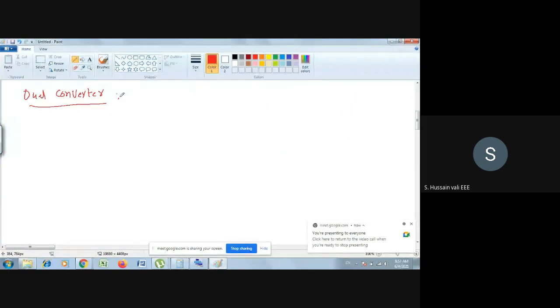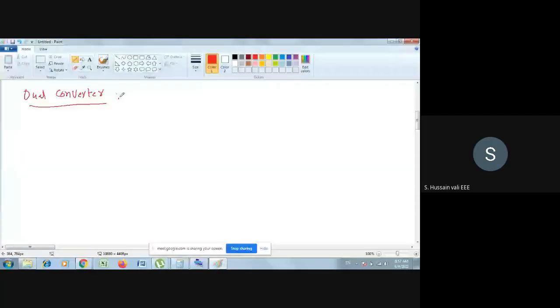It is a combination of two full converters. I hope you know what a full converter is, what it does, and how it does all these things. I'm sure that you know. We'll recall what is there in the dual converter. I told you already what a dual converter has.